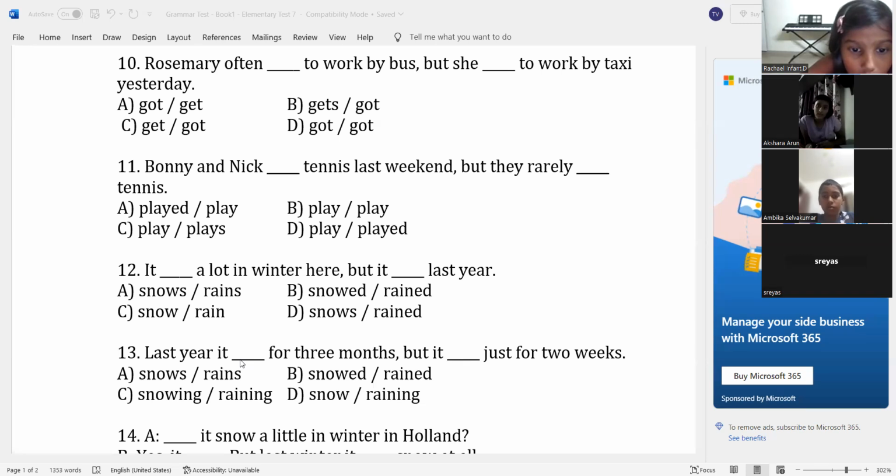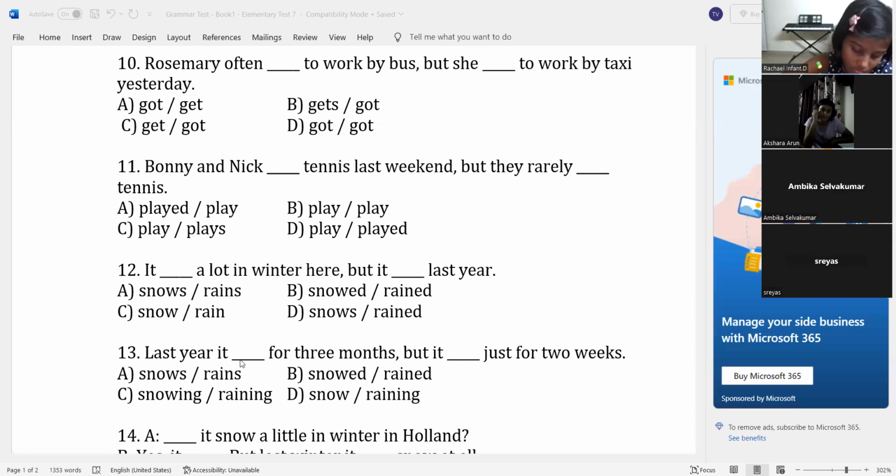D, dog or boy? Dog. It rains a lot. It snows a lot in winter. Simple present. But it rained last year. D as in dog. Akshara, why are you struggling? They are testing a couple of tenses here with the keyword signal words. Number 12, the answer is D as in dog. It snows a lot in winter here generally, but it rained last year.